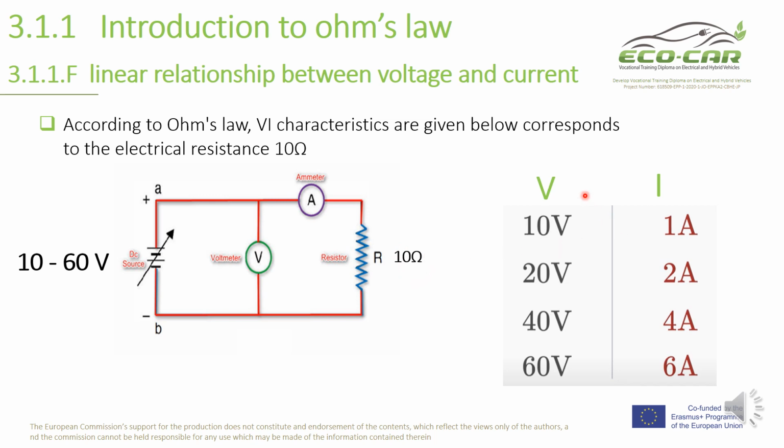So we have here increasing of voltage. Now we have different values for ampere from 1 to 2 to 4 to 6 amperes. So with increasing voltage, we have increasing current when the resistance is fixed at 10 ohm. So what is the relation between voltage and current when the resistance is fixed? This will be discussed in the next slide.